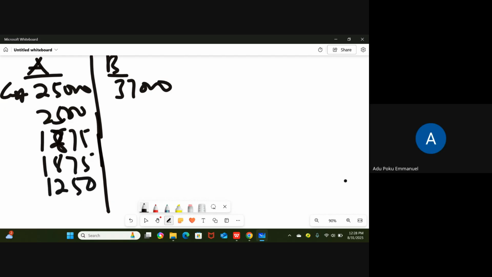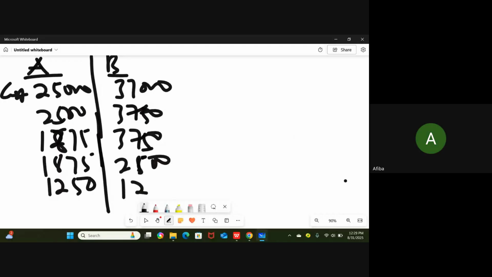Then the second one, that is project B. The investment was 37,000, and it had 5 years of expected life. The years start from 3,750 for the first year, then the second year is the same 3,750, the third year is 2,500, the fourth year is 1,500, and the fifth year is 1,250.